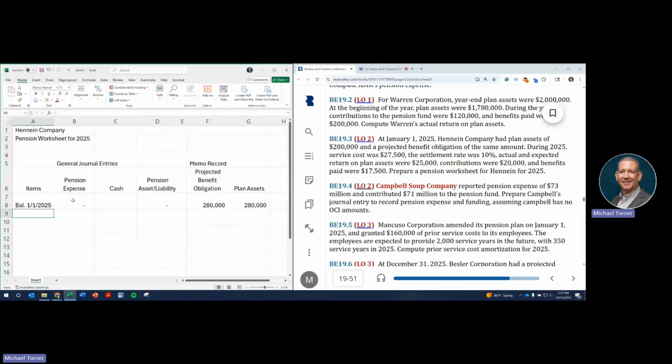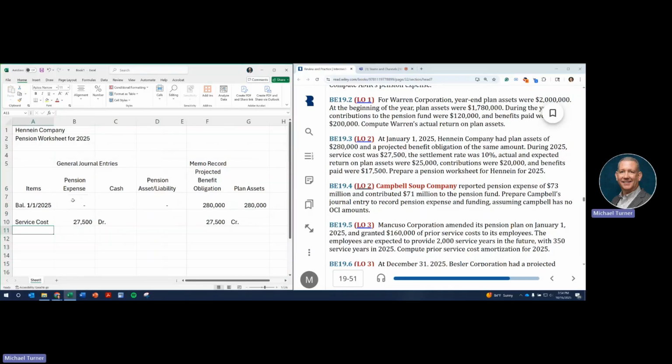Next thing, during 2025, service cost was $27,500. So service cost for the year, that is going to be an increase to the pension expense, and I'm going to denote that as a debit. And the offset of that would be against the projected benefit obligation. That's going to increase the benefit obligation, also 27,500. And that will be a credit.